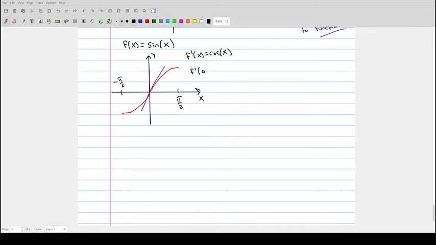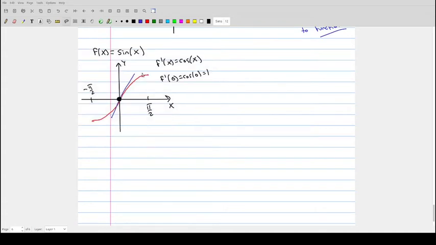F prime of 0 is cosine of 0, or 1. So the slope of the tangent line to this function at this point is 1. It's differentiable, and the closer you get to the function, the closer this tangent line approximates the function. So this tangent line is exactly given by L of x, which is f prime of x naught times x minus x naught plus the value of the function at x naught.